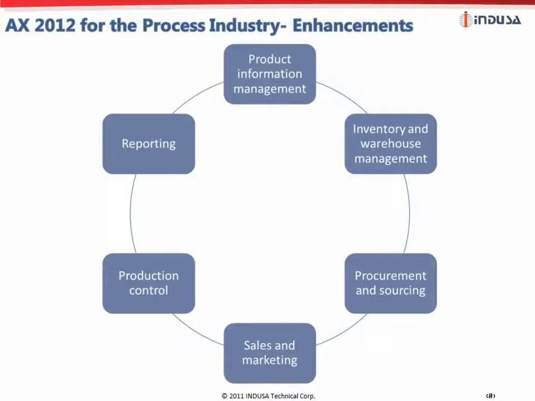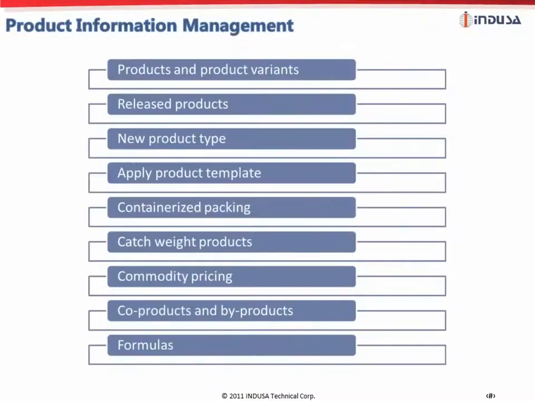Over the next few slides, we will walk you through descriptions about many of the features that are available in the upgrade of process industries for Dynamics AX 2009 to Microsoft Dynamics AX 2012 process manufacturing, production, and logistics. These are primarily in the areas of product information management, inventory and warehouse management, procurement and sourcing, sales and marketing, production control, and reporting. So let's take a look at product information management.